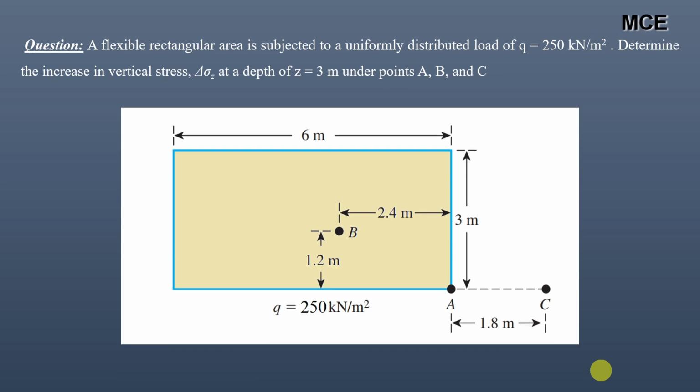In this video, you will learn how to find the stress increase below a uniformly loaded rectangular area. I have been given a question which states that a flexible rectangular area is subjected to a uniformly distributed load of 250 kilopascal. We have to determine the increase in vertical stress at a depth of z equal to 3 meter under these 3 points, that is point A, point B, and this point C.